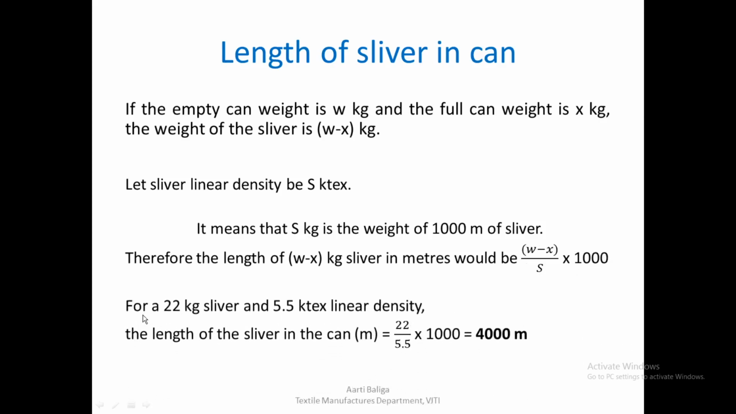So taking an example, for a 22 kg sliver and a 5.5 ktex linear density, using this formula, substituting here, you get 22, which is actually, you have not been given empty can weight etc. over here. You have been directly given sliver weight. So you can take 22 divided by 5.5 into 1000, which comes to be 4000 meters of sliver. So you can expect around 4000 meters of sliver in any given can.